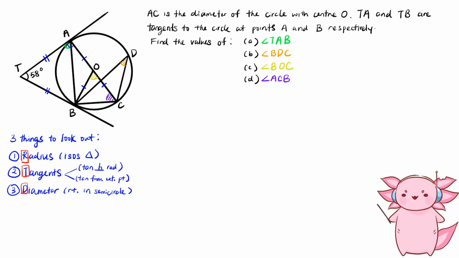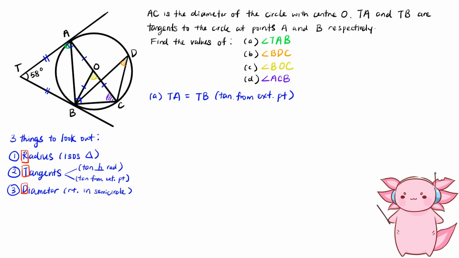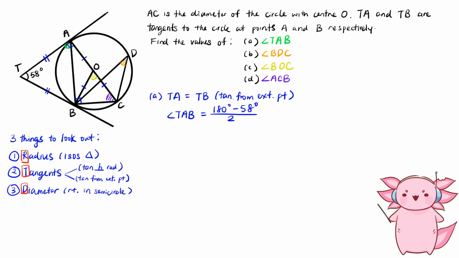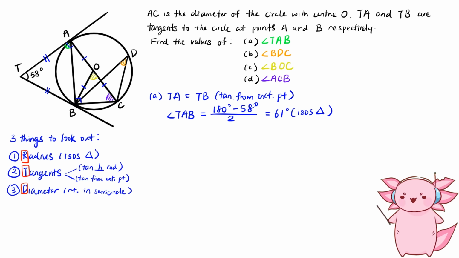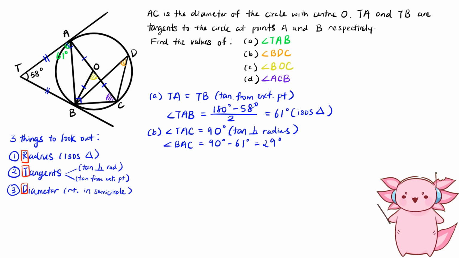And finally, since we have a diameter here, there's usually a right angle triangle in a semicircle, and here it is, and this is 90 degrees here. Now the question becomes 1,000 times easier for us to solve. To find the green angle for part A, since this becomes an isosceles triangle because of tangents from external points, the green angle is just 180 minus 58 divided by 2, which gives us 61 degrees. For part B, since this angle is 90 degrees, we can just do 90 minus 61, which gives us this angle to be 29 degrees.